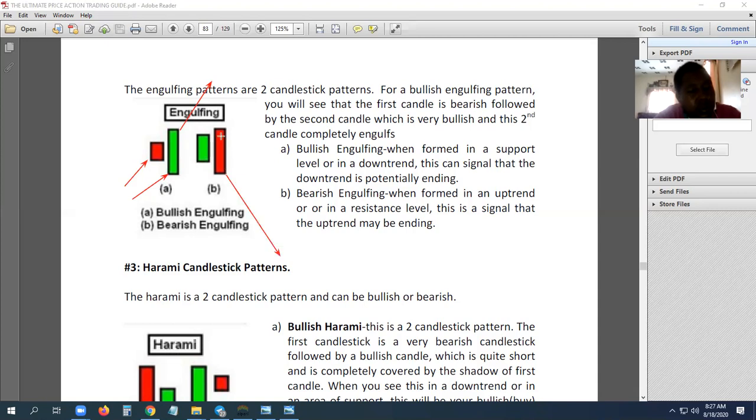Why? This large red candle covering the previous small green candle means the bears are very strong. Because they are very strong, they are likely to continue moving the market down. The work of bears is to continue moving the market down. The work of bulls is to continue moving the market up.